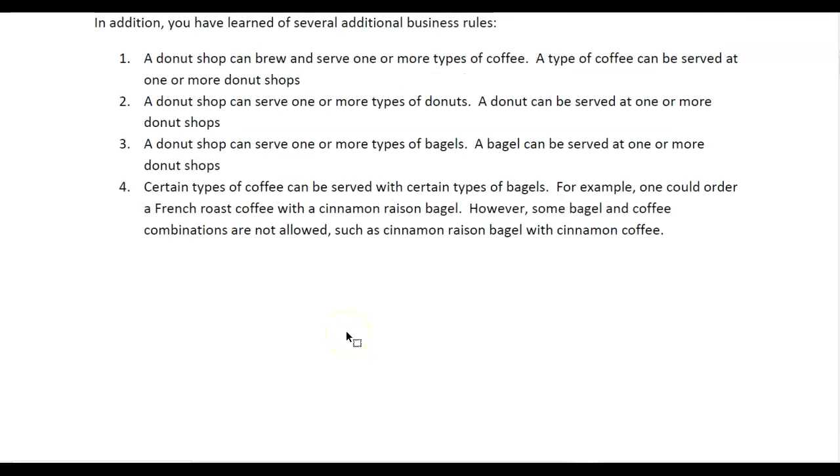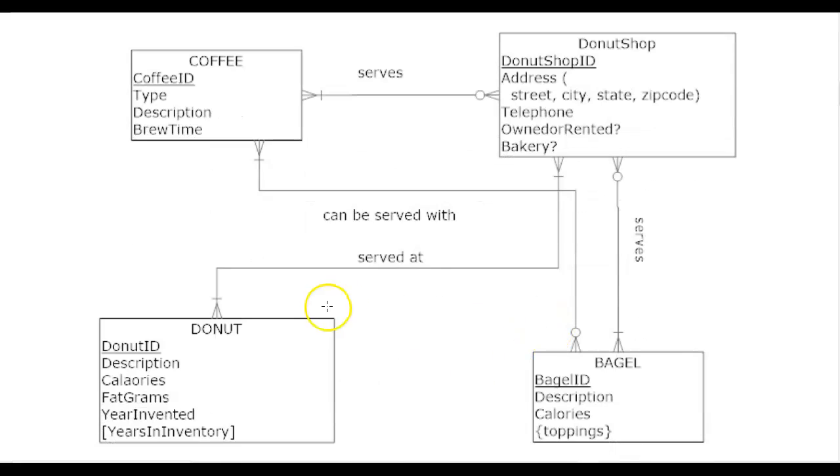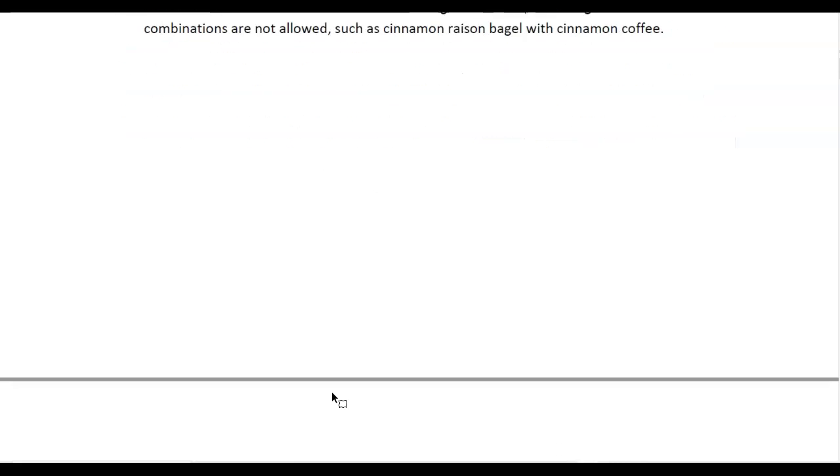A donut shop can serve one or more types of donuts. A donut can be served at one or more donut shops. So we have a donut shop serves donuts. Here, I made this a many to many. Notice how we have years in inventory in brackets, meaning it's calculated, derived. A donut shop can serve one or more types of bagels. A bagel can be served at one or more types of donut shops.